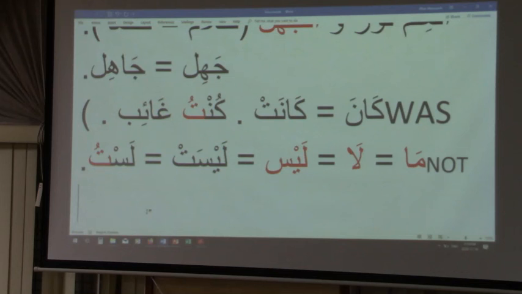فَإِنَّ اللَّهَ يَأْتِي بِالشَّمْسِ مِنَ الْمَشْرِقِ. Allah brings the sun from the east. فَأْتِي بِهَا مِنَ الْمَغْرِبِ. Show me your power, bring it from the west.